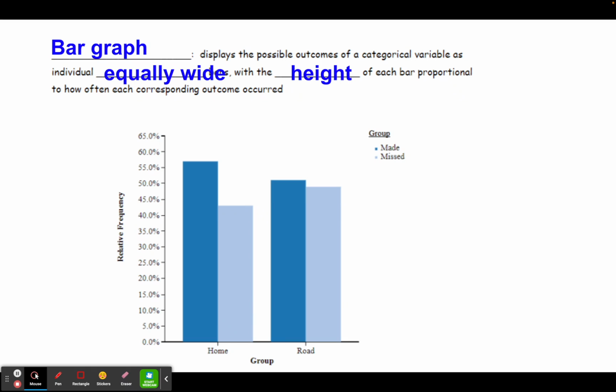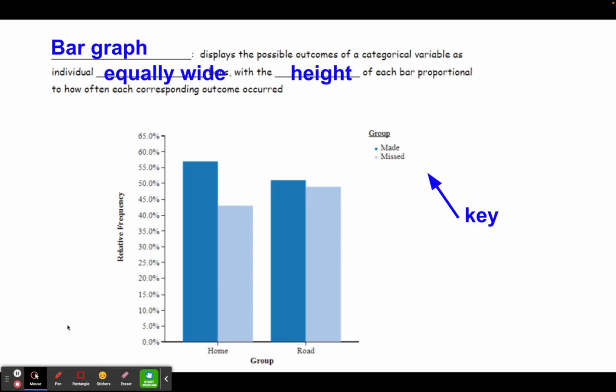So notice here, instead of having two circles, we have two groups of bars, one group for home and one group for road games. For the home group, we have one bar at a height of 57 and the other one at 43. And here we have this bar at a height of 51 and the other one at 49. And we have a key over here, made and missed. Now to the side, we have relative frequency, and relative frequency is just another term for percent.